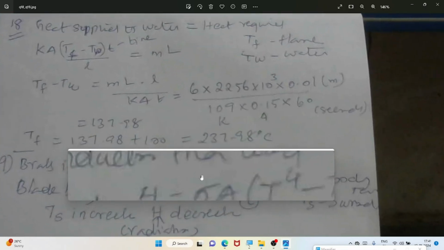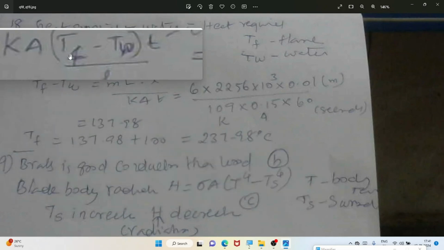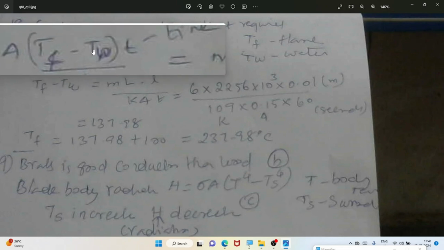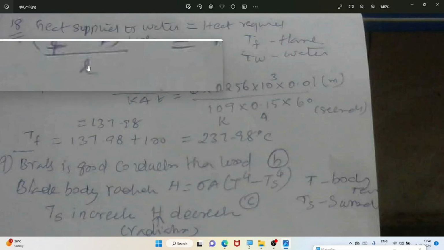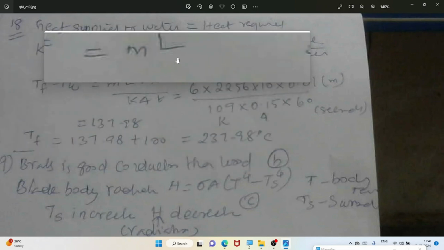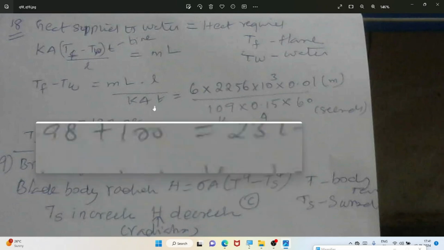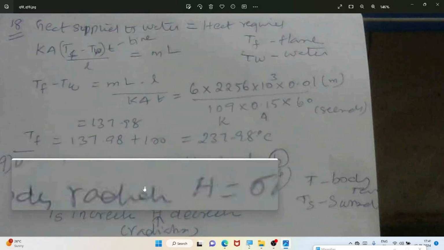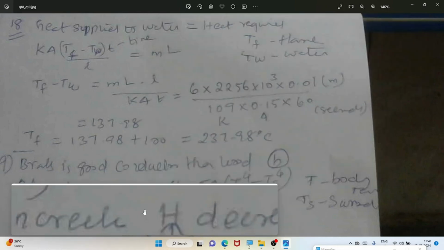Heat supplied to the water equals heat required. This much heat flows from the flame to the water. The flame temperature is higher than the water temperature. This is the time, then the length equal to this much. This is from the Q equal to mL formula, for the water and the flame.